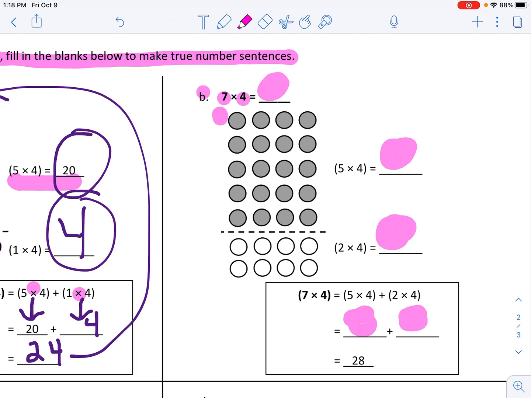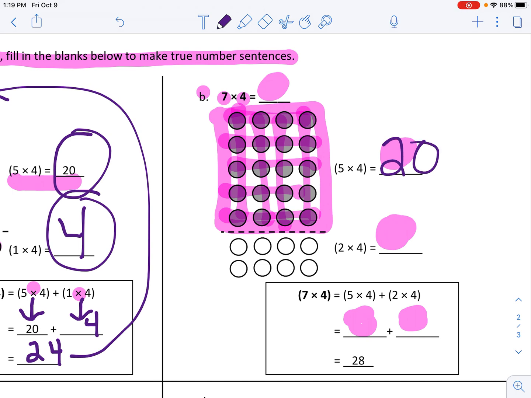So how many are in this top row? How many are in 5 rows of 4? I can count by 4s, 4, 8, 12, 16, 20, or I can count by 5s, 5, 10, 15, 20. It's easier for me to count by 5, so I try to do that. 5 times 4 is 20.